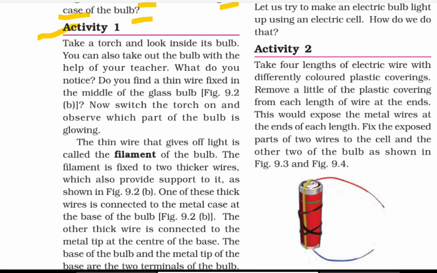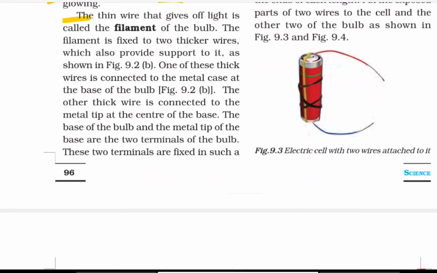Now activity 1. Take a torch and look inside its bulb. You can also take out the bulb with the help of your teacher. What do you notice? Do you find a thin wire fixed in the middle of the glass bulb? Now switch the torch on and observe which part of the bulb is glowing. The thin wire that gives off light is called the filament of the bulb.